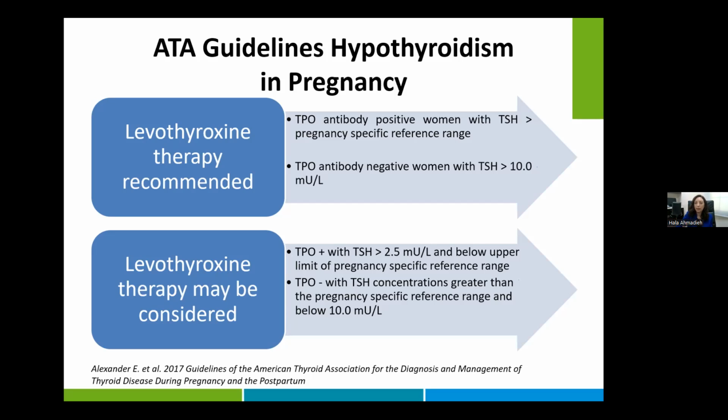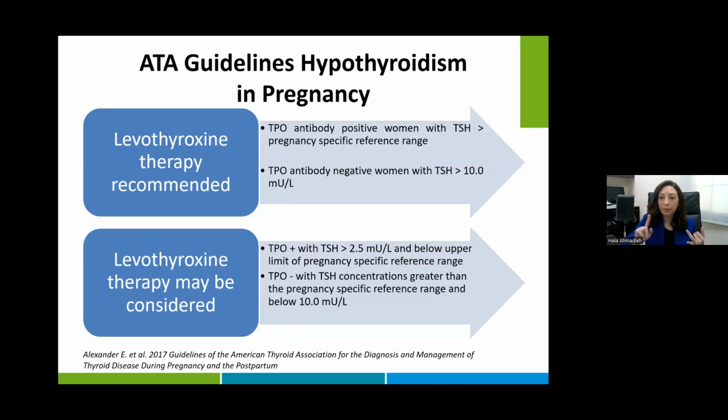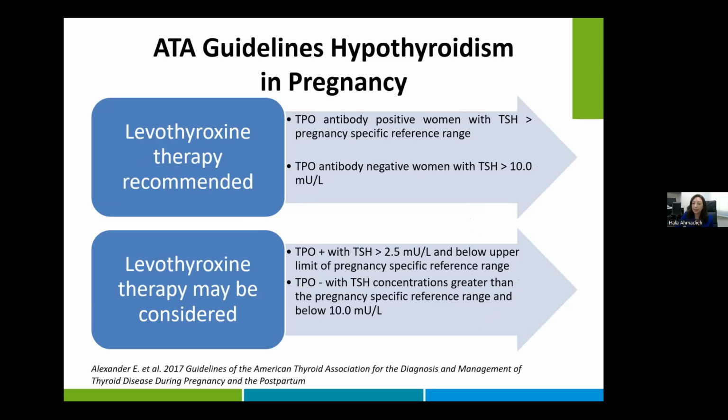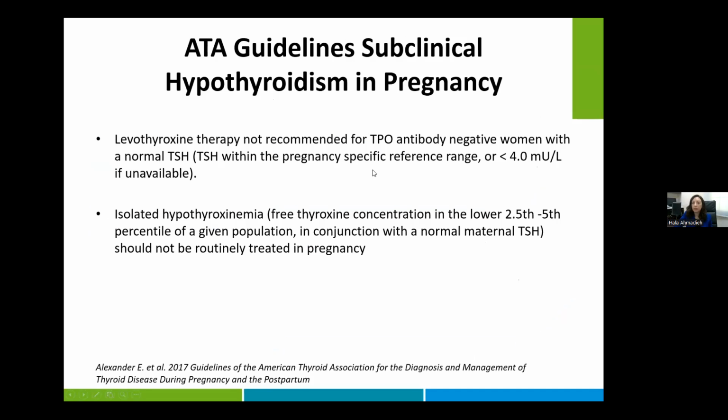So all pregnant women who have overt hypothyroidism need to be treated. If they have subclinical hypothyroidism with TSH above 10, again, treat. If they have subclinical hypothyroidism with a positive antibody, again, treat them with levothyroxine. You may consider levothyroxine therapy based on the ATA guidelines if you have a TSH more than 2.5, only with positive antibodies. Otherwise, with a TSH above 10, we would consider treatment anyway. Levothyroxine therapy is not recommended if the woman is TPO negative with a normal TSH. And if you have isolated low free T4 with no TSH abnormality, again, it's not routinely to be treated.